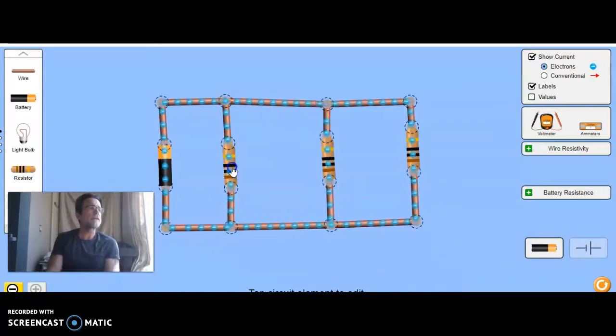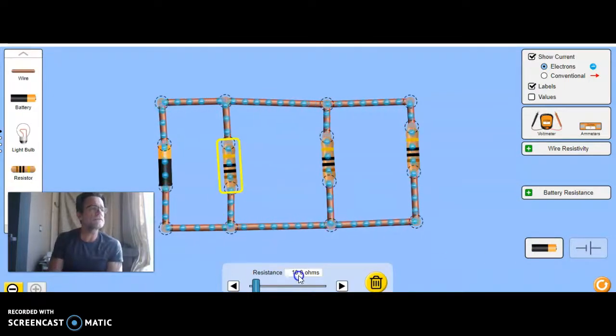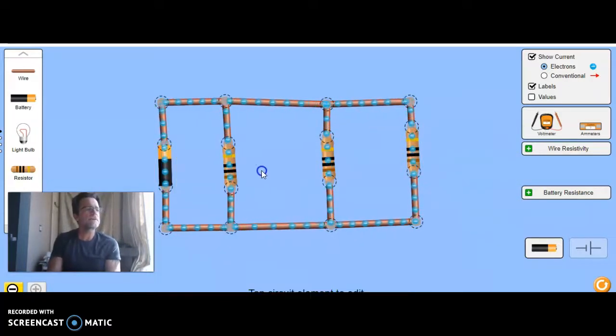Okay, right now I have each resistor set at 10 ohms, and the battery set at 9 volts. The thing with parallel is that the current is not always the same. In series, current equals current equals current. But in parallel, you can see that it's not the same.